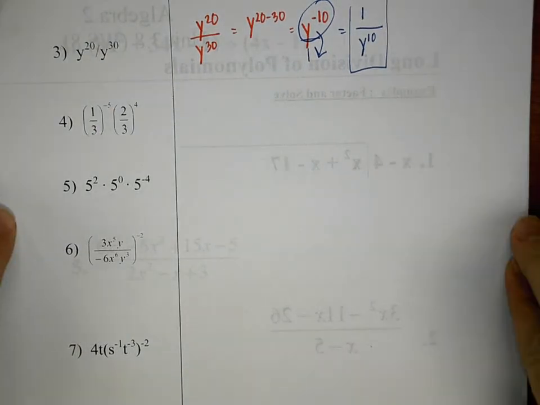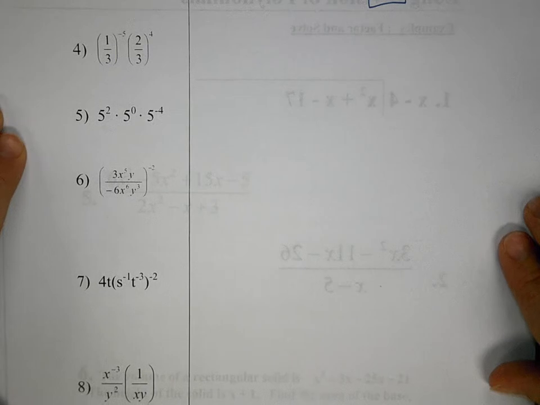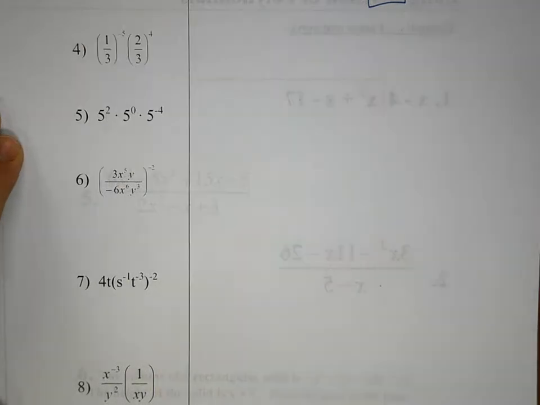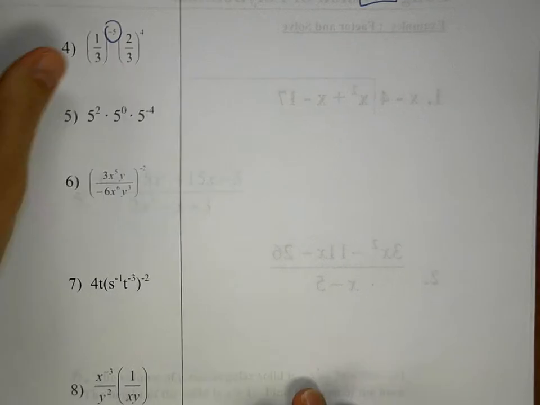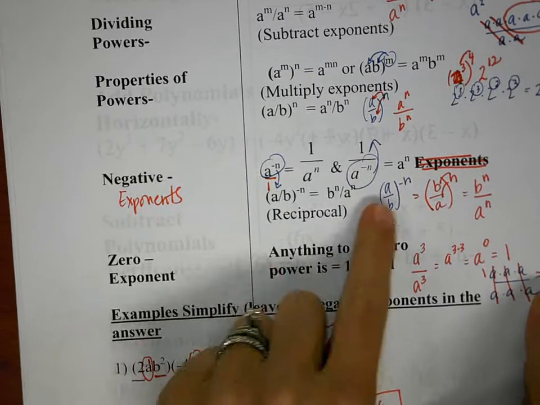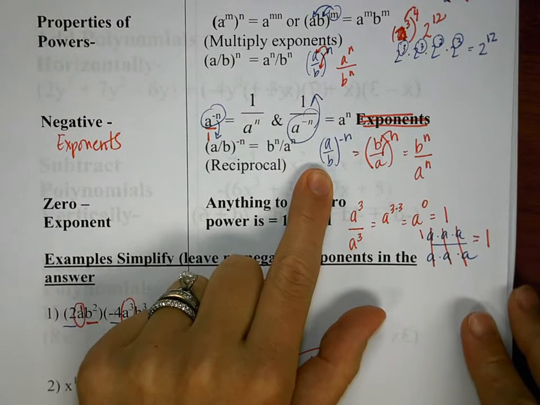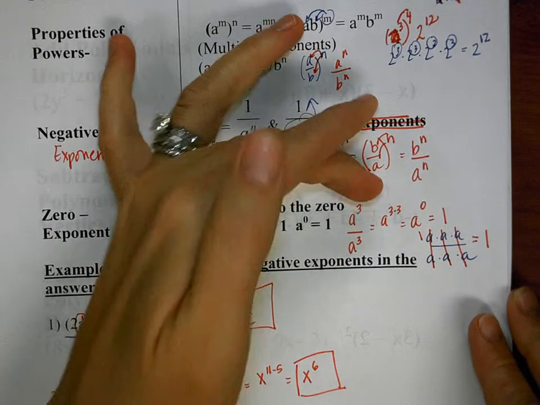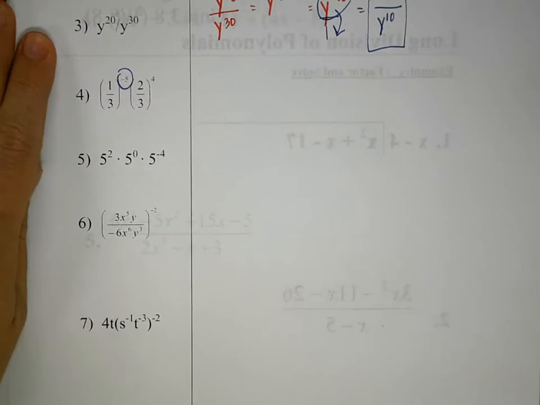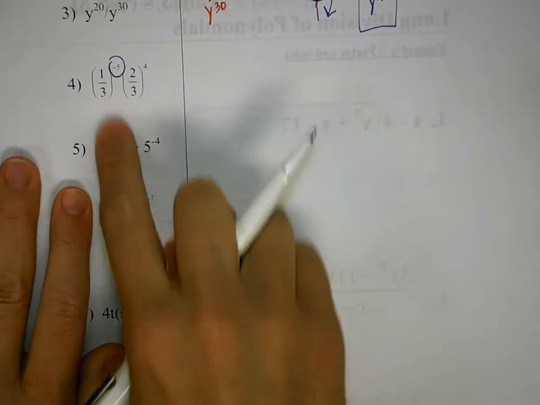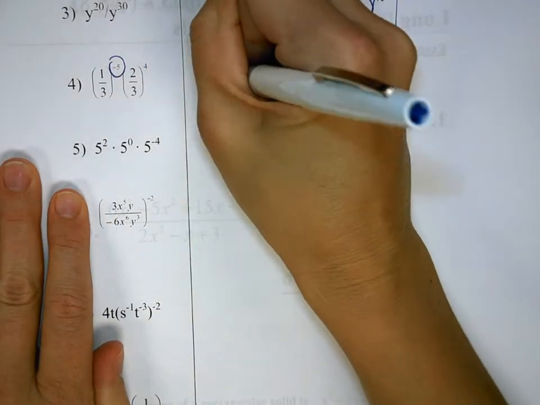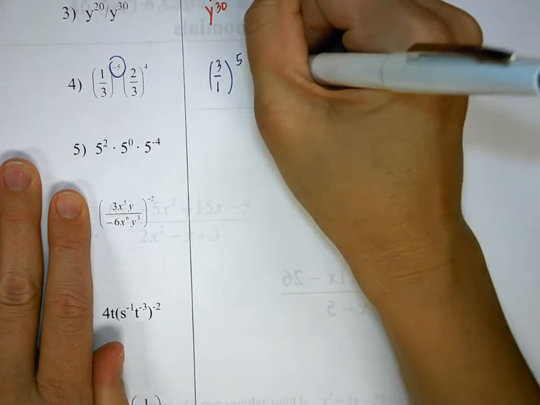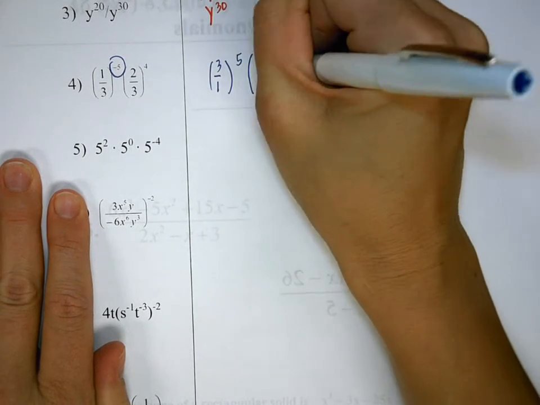Okay, example 4. So in here, notice we have a negative exponent. Well, if you go back to our rules, remember that when you have a fraction with a negative exponent, all we have to do is flip it in order to make it positive. So if I go back here to this problem, and I have 1/3 to the negative 5th power, all I'm going to do is flip it, and it becomes 3 over 1 to the 5th power, and then I still have 2 to the 3rd to the 4th power.